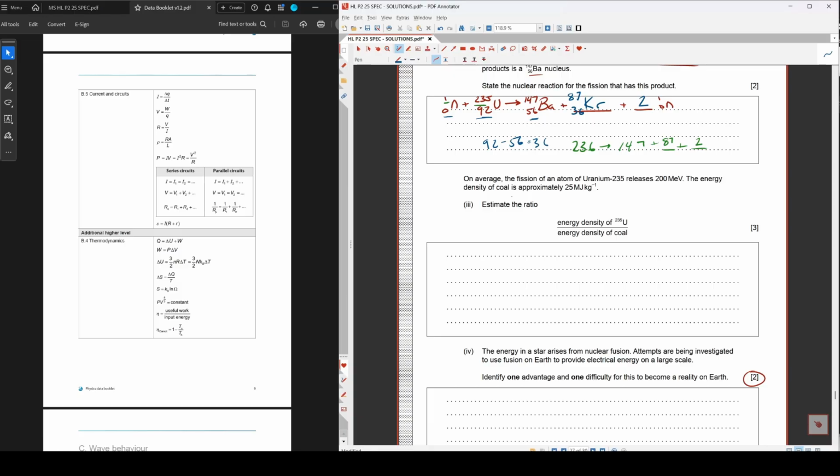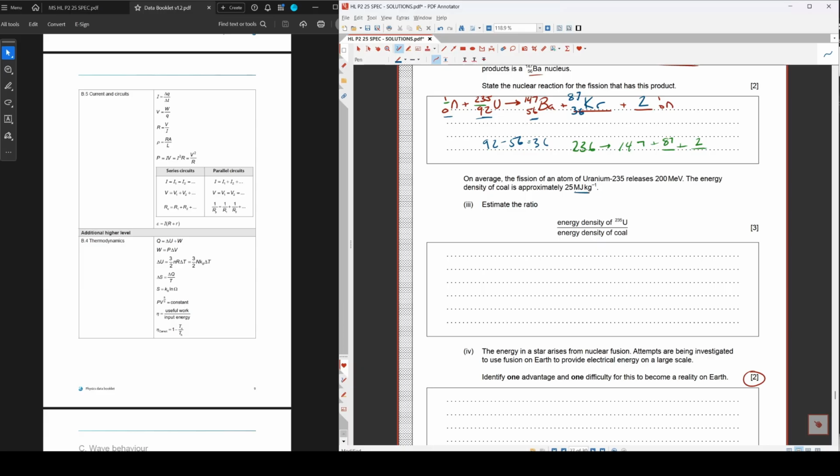Okay, on average, the fission of an atom of uranium releases 200 million electron volts. The energy density of coal is approximately 25 megajoules per kilogram. Estimate the ratio energy density of uranium to energy density of coal. I know it's like a bajillion because that's one of the big advantages of nuclear power is that it is super, super, super energy dense because you are splitting the atom to turn mass into pure energy. And then you're like boiling water. But you know, you can get a lot out of a little bit.